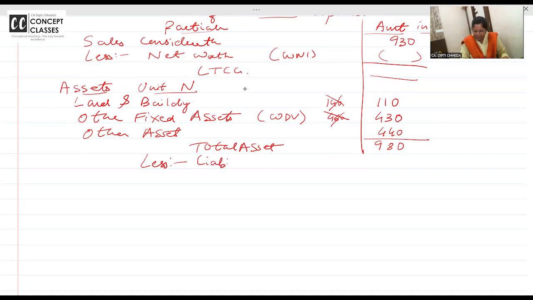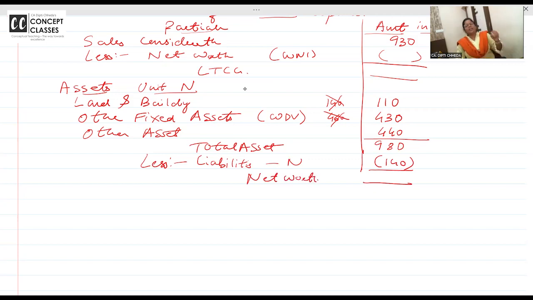Less liabilities. Liabilities, there is no change, the book value is the same. So what will be my net worth? Dear students, I want an answer from each and every student in the message, where you were stuck, so I can know from which page to teach tomorrow. Did you all get this? How much is this coming? Sorry, 840.